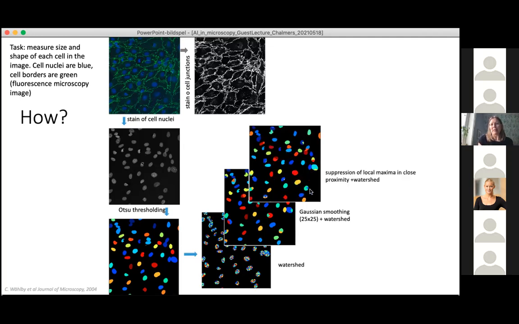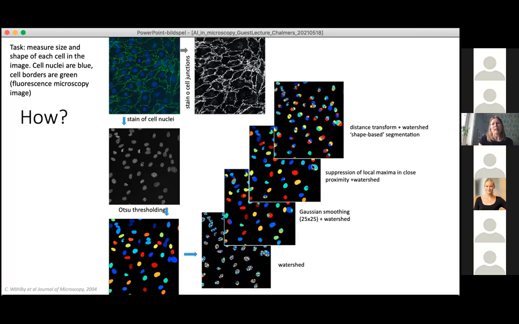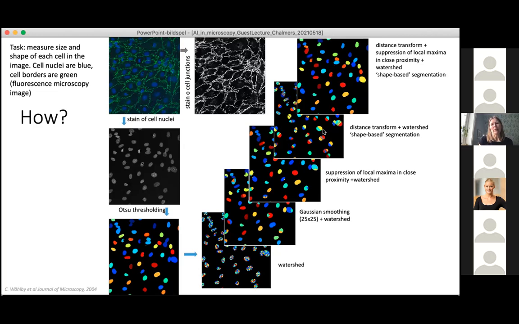Then we can play a bit more, and say, okay, let's suppress local maxima that are in close proximity and then apply the watershed. Then we solve some of the problems, but a few new ones appear. Then we can maybe approach the problem by looking at shape and apply a distance transform and then the watershed. But then again, the cells are not perfectly round, so we still don't get a perfect result.